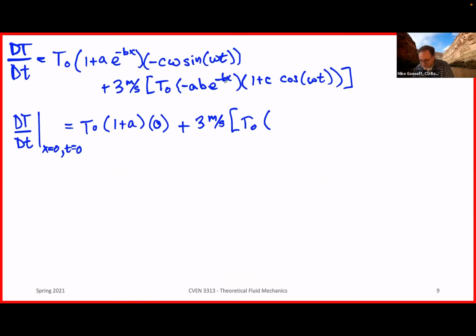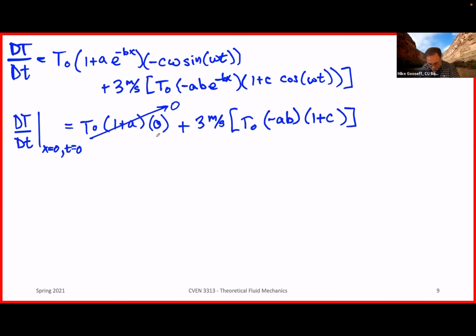When we put in 0 there, we end up with just minus a times b here. And then when we put in a 0 for time, again, this cosine now goes to 1. And so we just end up with 1 plus c. Okay? So this whole term, as it turns out, all of this goes to 0 because of this 0.